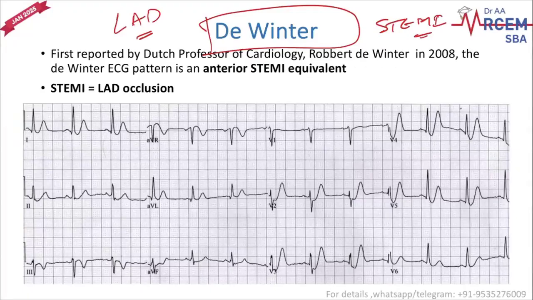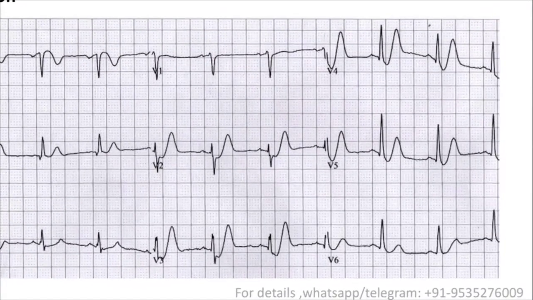All these patients had a pattern. That pattern is labeled with the scientist's name, the professor's name, which is known as De Winter's. What he noticed in the chest leads is an ST segment depression with tall, big T waves. Tall T waves are seen in all the chest leads along with ST segment depression.